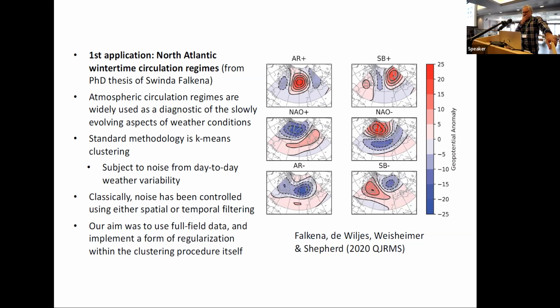Different groups have different numbers of regimes. 4 is the classical number. The Karlsruhe group has 7. We came up with 6. Probably doesn't really matter in most cases.